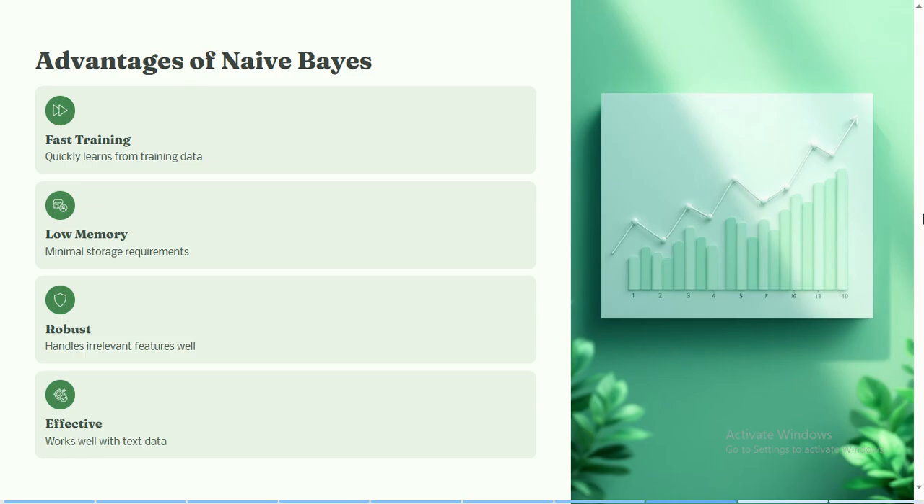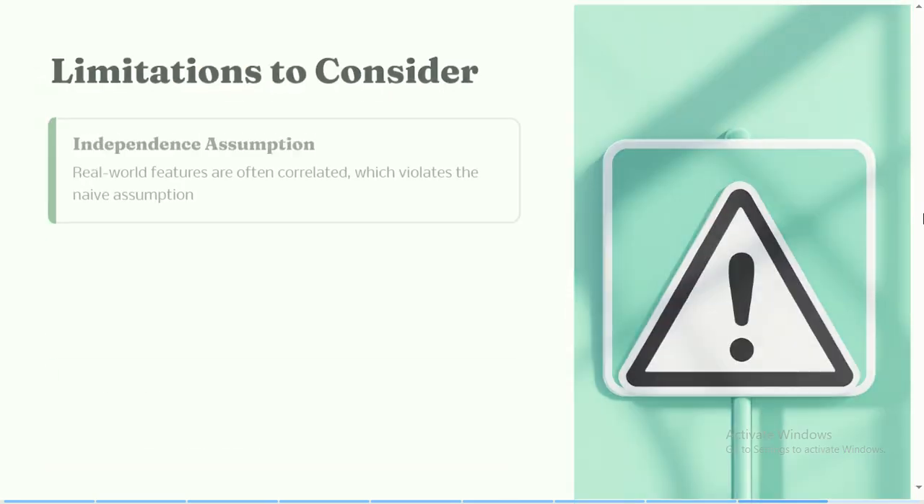Second, it works well even with small training data sets. Third, it handles high dimensional data very efficiently, which means it can work with datasets that have many features. Fourth, it performs surprisingly well in many real world problems, even though it makes the naive independence assumption. These advantages make naive Bayes a strong baseline model for many machine learning tasks.